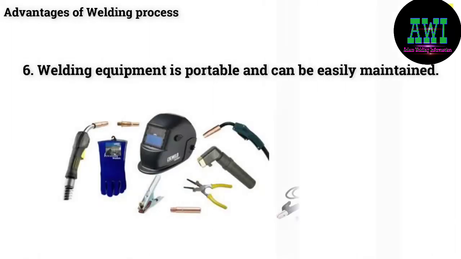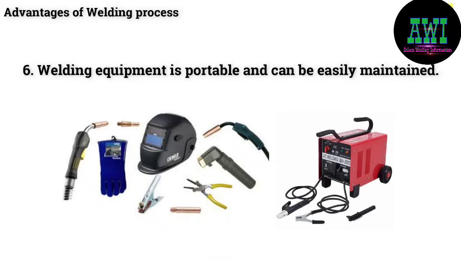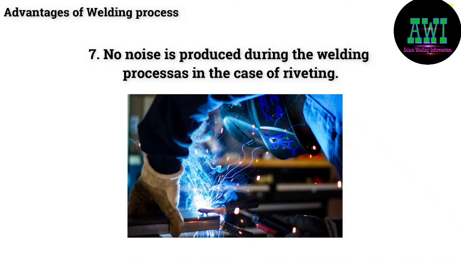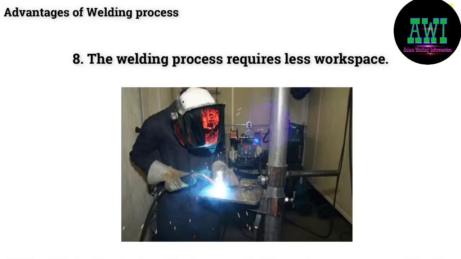6. Welding equipment is portable and can be easily maintained. 7. No noise is produced during the welding process as in the case of riveting. 8. The welding process requires less workspace in comparison to riveting. And 9. Any shape of the joint can be made with these.